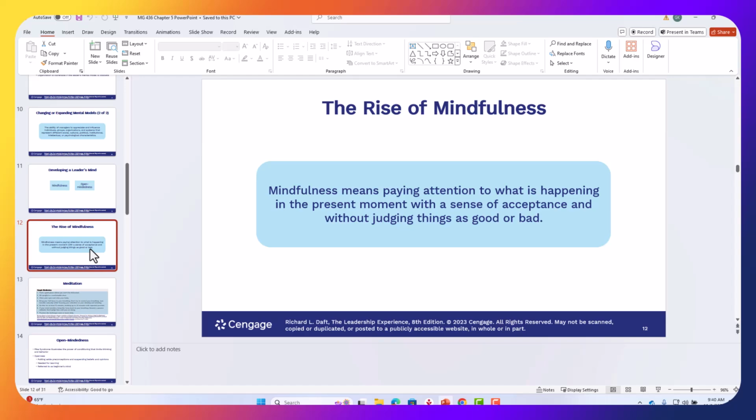And the crucial thing here is not judging. Usually that's where people go wrong. They're not mindful because they're judging from the very beginning. As soon as you tell them something, in their mind they determine whether it is good or bad. And that's not what you do when you're mindful.